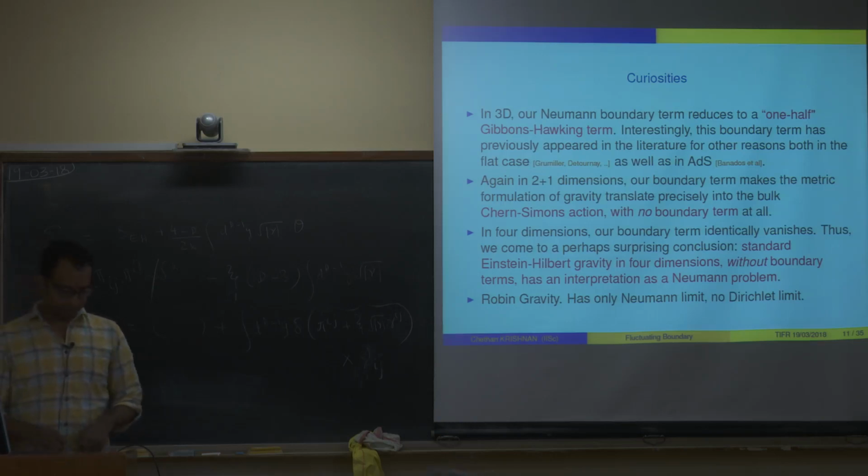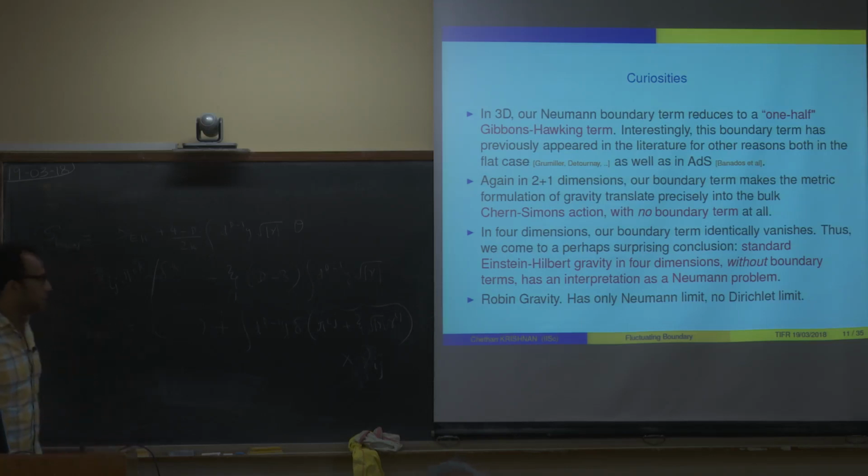For the choice where you got pure Neumann, it had a nice interpretation as doing a Legendre transformation on the boundary. For the more general mixed case, is it some canonical transform? I haven't thought about it. Yeah, it could be.